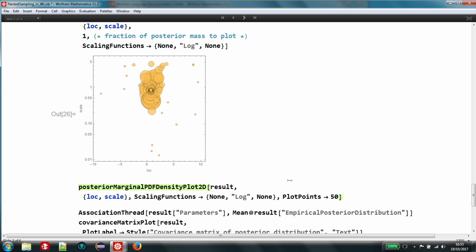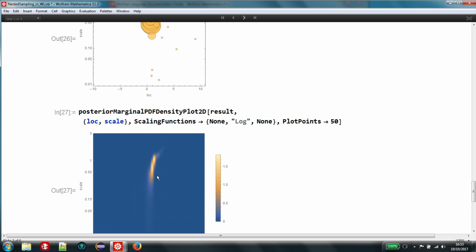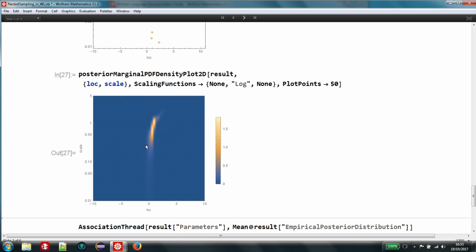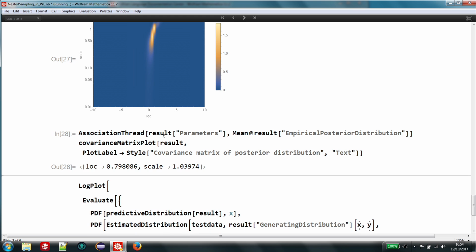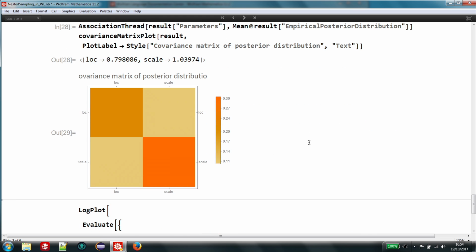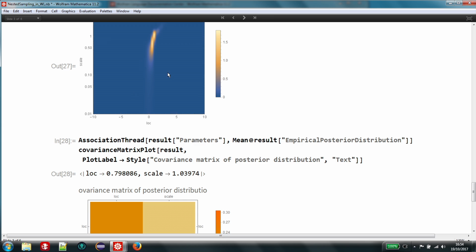And I can use some Mathematica functions to create instead a density plot. So this is actually now my posterior function. So I can actually visualize it. I can also look at things like what's the covariance between my parameters. So for example, the location and the scale parameter have a little bit of covariance, which you can see here. It's a little bit, it's not entirely straight.